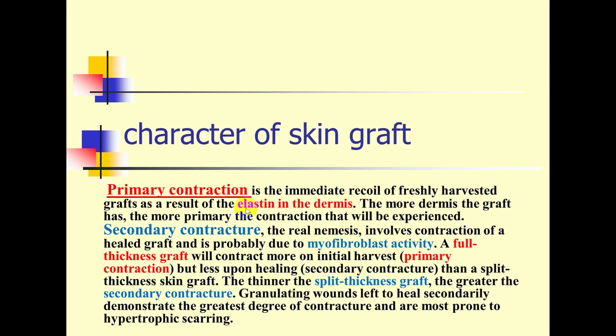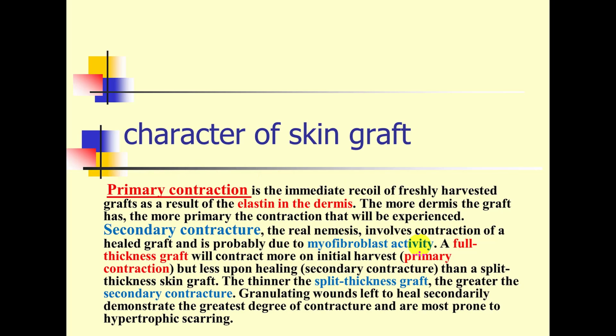Why? Because of the effect and the activity of the elastin in the dermis. This is more common with thick grafts, the more thick full thickness grafts, which are more susceptible to primary contraction. While secondary contraction is another process, the effect of myofibroblast activity. This is different from the primary one.